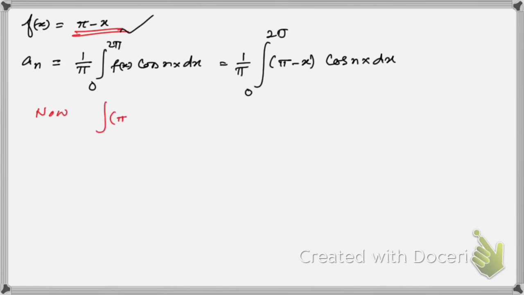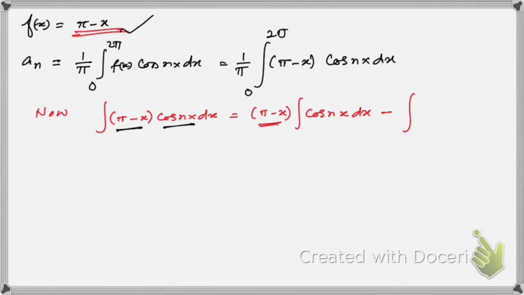Take this integration, pi minus x into cos nx dx. What are you going to get if you integrate it, taking this as u and this as v, first function and second function? So then what are you going to do here? First function, that is pi minus x, integration cos nx dx, minus integration of the derivative of this, which will be given by minus 1, and then again integration cos nx dx, and whole dx.